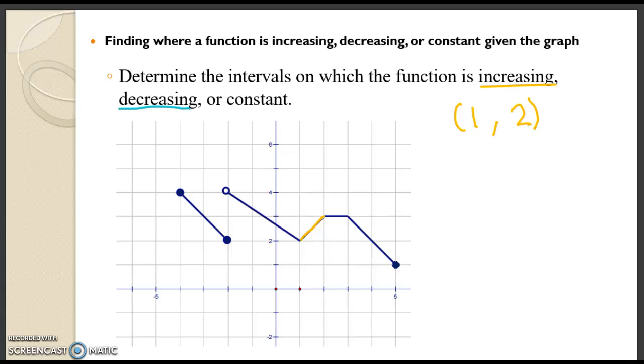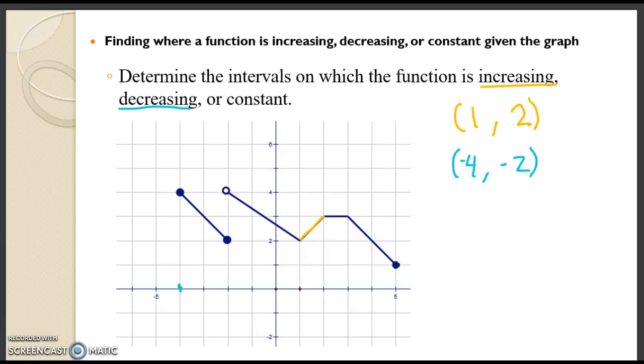Now let's look at decreasing. This one is decreasing in a lot of places, right? Go from left to right. The x value right at negative 4 starts to decrease. Again, we're not going to use brackets. From negative 4 until negative 2, it decreases.